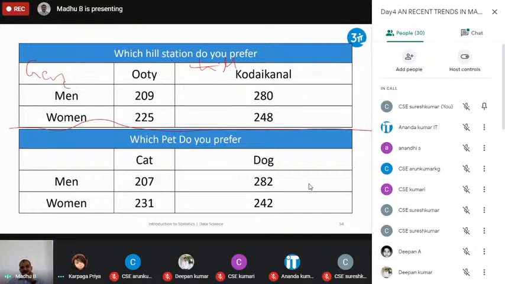Good argument, Karpagapriya. But is anybody here non-Tamil? Can I speak in Tamil?